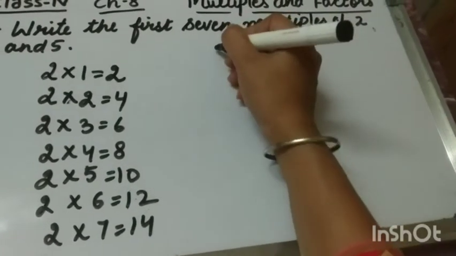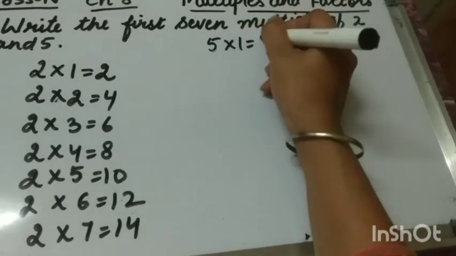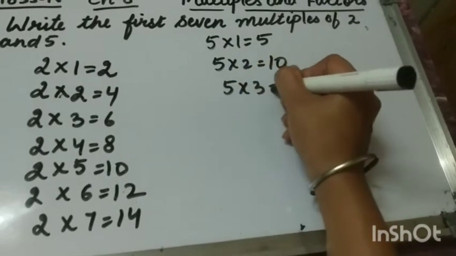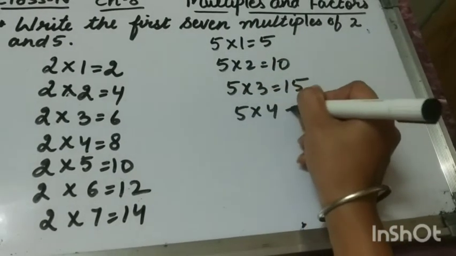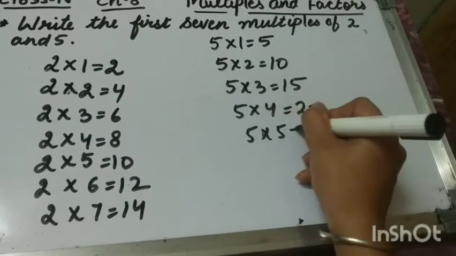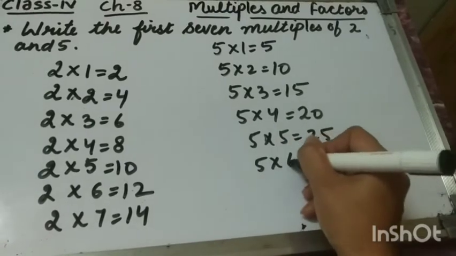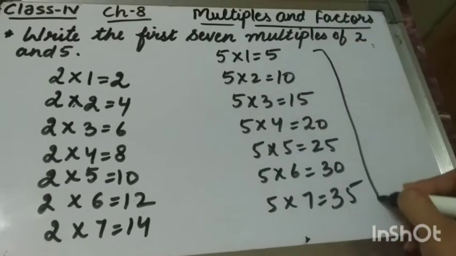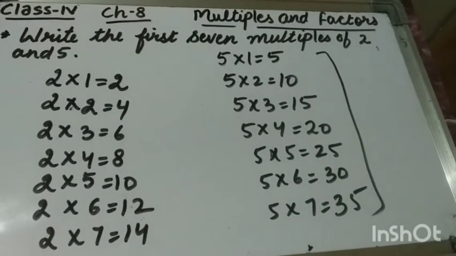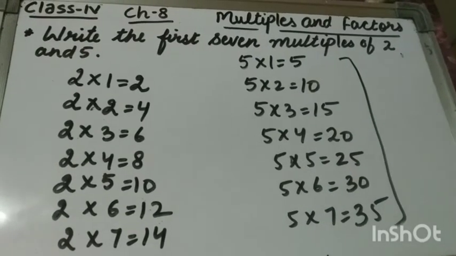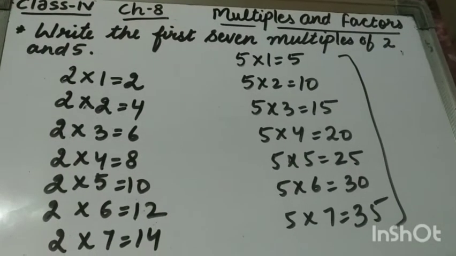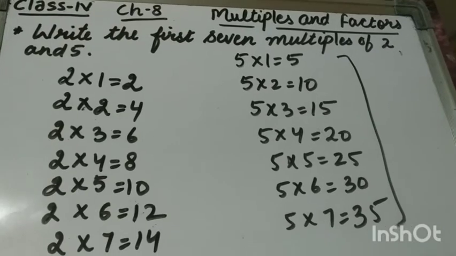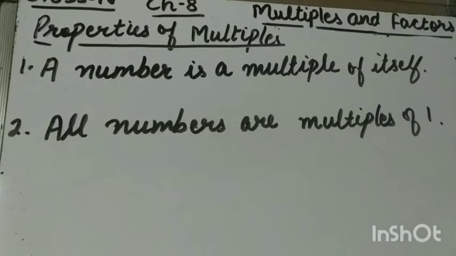And if we have to write the first 7 multiples of 5, so 5 1s are 5, 5 2s are 10, 5 3s are 15, 5 4s are 20, 5 5s are 25, 5 6s are 30 and 5 7s are 35. So these are the first 7 multiples of 5. How have we written these multiples? We have written these multiples using the multiplication table. So this way we write the multiples of given numbers.